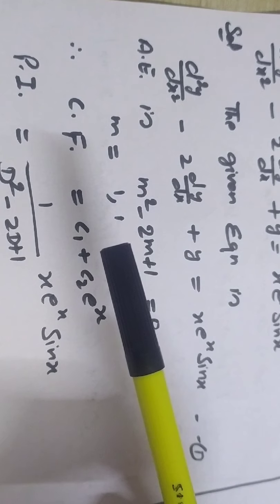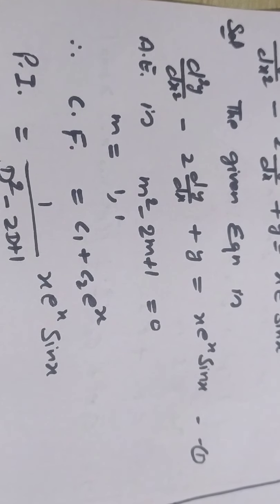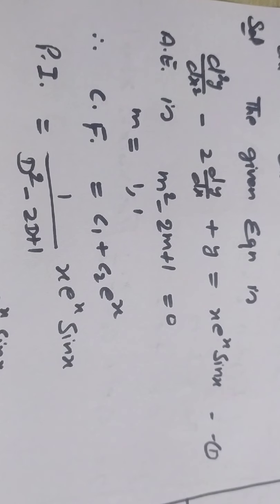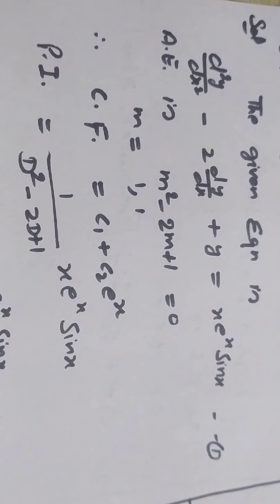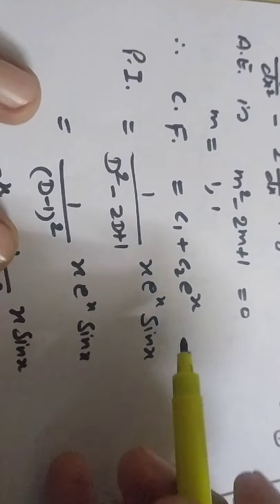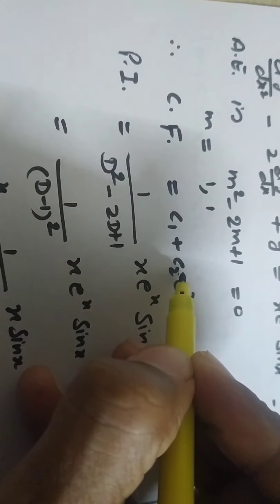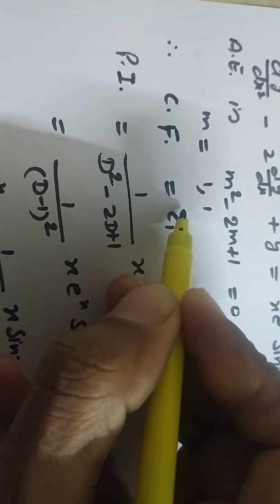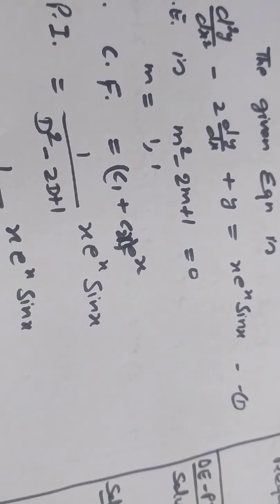So for repeated values of m, you write the answer as c1 plus c2x into e raised to x. Here there is one alteration. I'm writing it here, so it will look like this: c1 plus c2x into e raised to x.